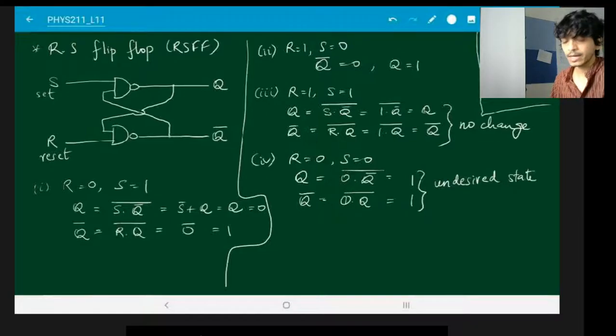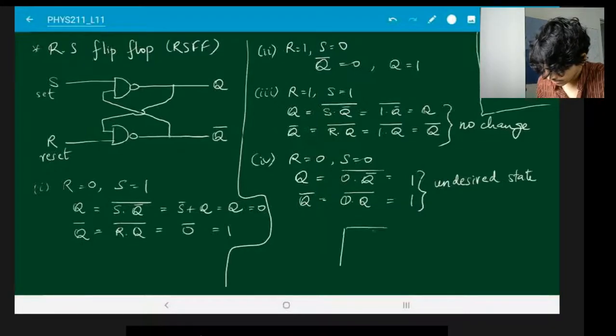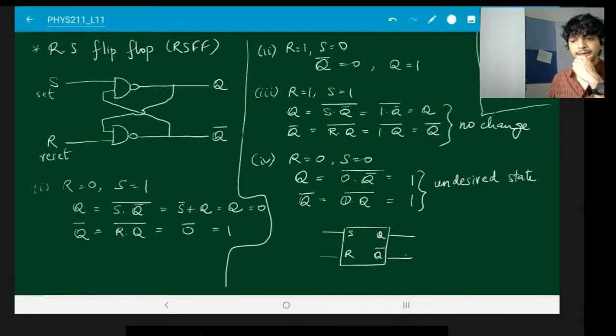So whenever you are using an RS flip-flop, you want to make sure that your R and S both don't become 0. Depending on whether you are in the set condition or the reset condition, either one of Q and Q bar will become 0 and the other will become 1. If you set R and S both equal to 1, then the previous state will not change. So this is how you can manipulate this device called an RS flip-flop. You can sometimes write it as this, so this is the symbol for an RS flip-flop.